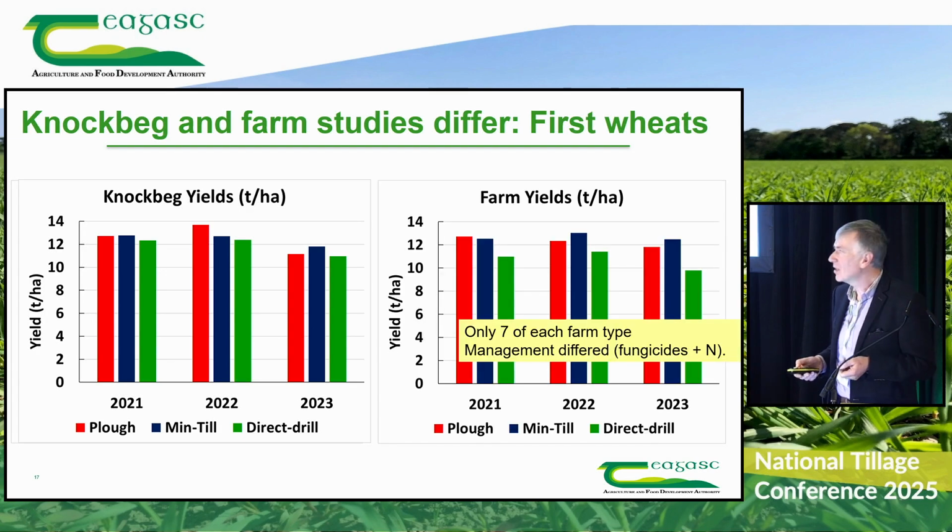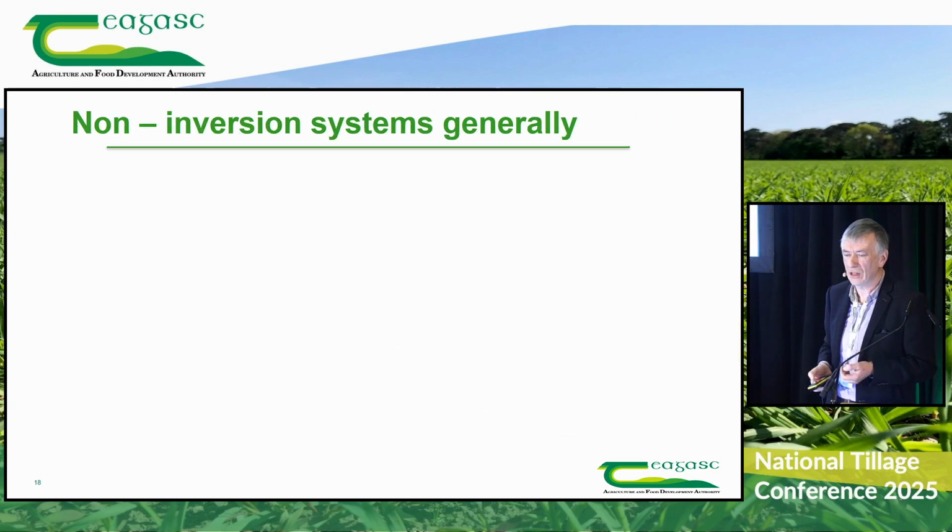But Jack also looked at these systems on farms, okay, and we had 7 farms with each tillage type, followed first wheats for 3 years on each of those farms. And you can see the plough and min-till were very similar, but on the farms, the direct drill, in contrast to what we found in the controlled trial, performed slightly poorer. So Jack looked into that and basically found that there were other management differences which may have been associated with that. In other words, the farmers, probably anticipating lower yields, were using less nitrogen and a little less fungicide on those farms as well. So it just shows you the importance of having the controlled trial, if you like, to answer some of the questions that might be out there.